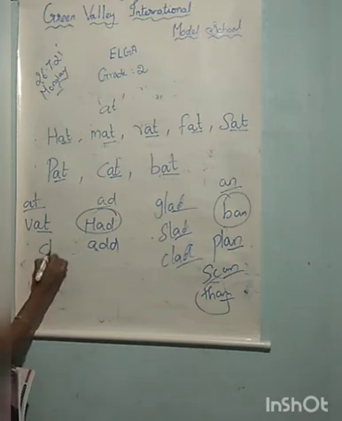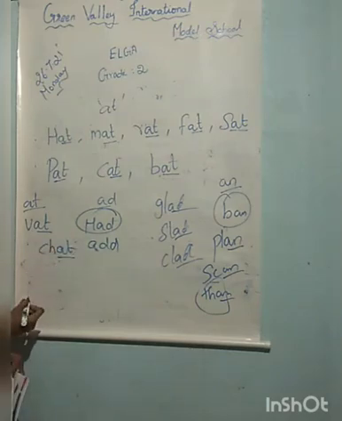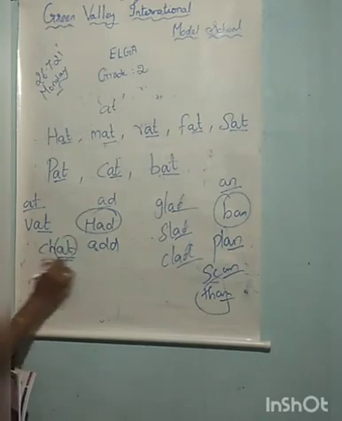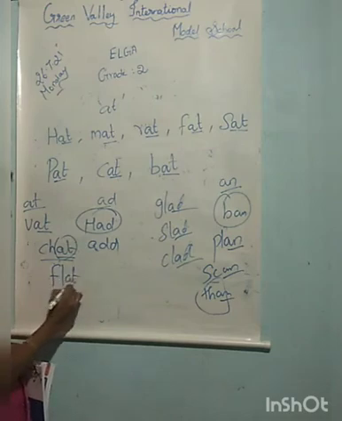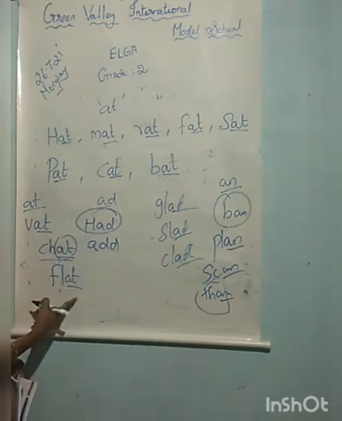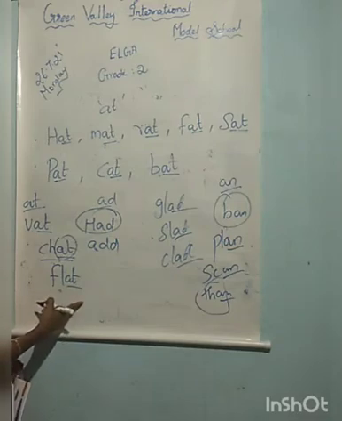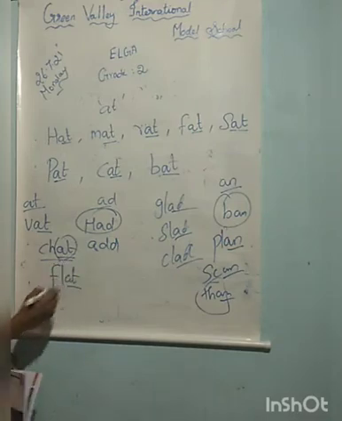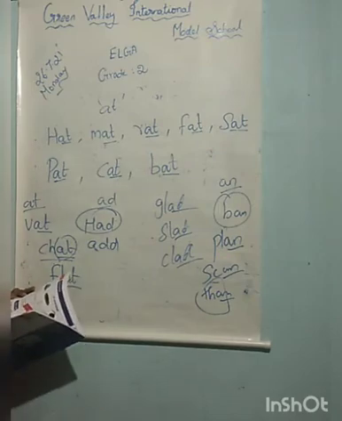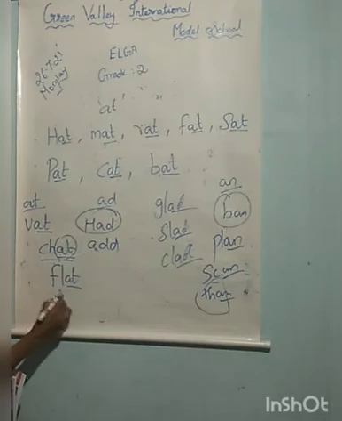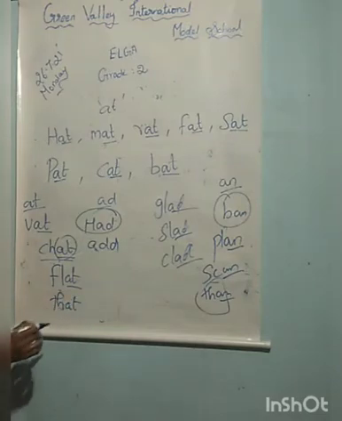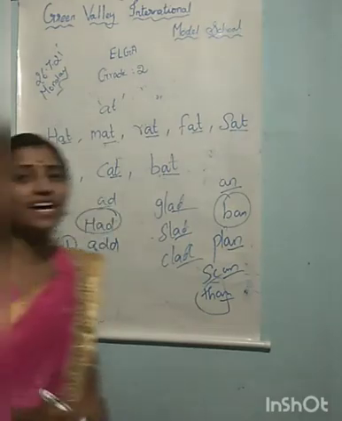Chat. C-H-A-T. Chat. Ends with the AT. 4-letter word. Chat. Flat. F-L-A-T. Flat. Ends with the AT. Then any word? That. T-H-A-T. That. Ends with the AT. 4-letter word. So, like this.